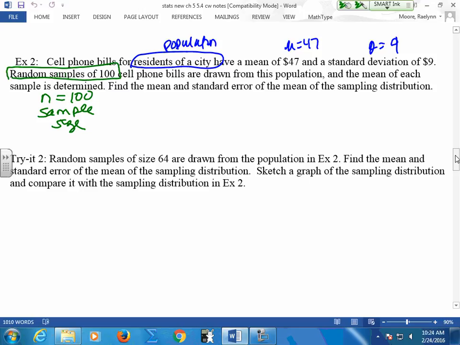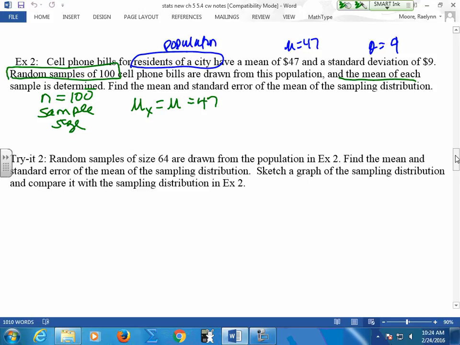Now, I take all those samples and I take the mean of all those samples, and I take the mean of all those means. So the mean of the sample size is determined. The mean of your sample is going to match the mean of your population. So we know this is going to be 47.